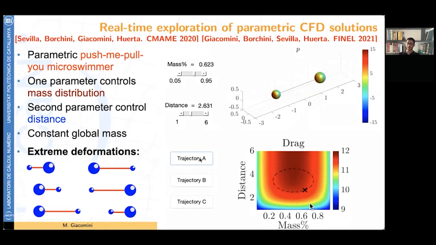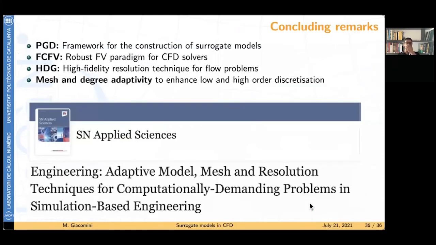So in this case, instead of playing with the sliders over here, we selected trajectories in our parametric space, and we explored in real time how this change of parameter influenced the change of the geometry and the pressure distribution and the change of the drag coefficient associated. So just to wrap up, I've presented you basically three classes of methodologies.